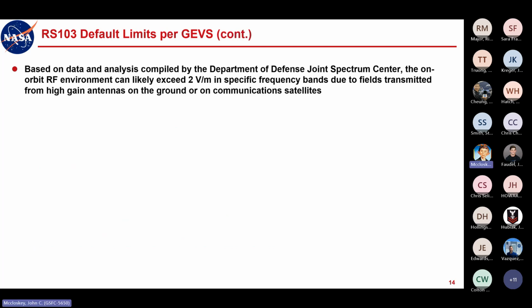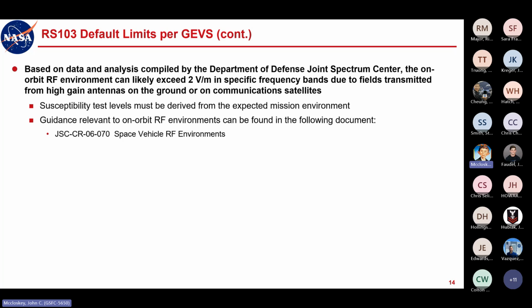Another note here, I'll just read this verbatim. Based on data and analysis compiled by the Department of Defense Joint Spectrum Center, that is actually abbreviated to JSC, and that sometimes gets confused with Johnson Space Center. Clearly not, it's a different beast. The on-orbit RF environment can likely exceed 2 volts per meter in specific frequency bands due to fields transmitted from high-gain antennas on the ground or on communication satellites. So the susceptibility test levels must be derived from the expected mission environment. Some guidance is provided in that JSC document.